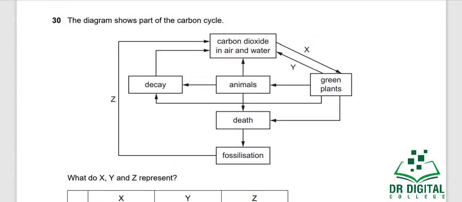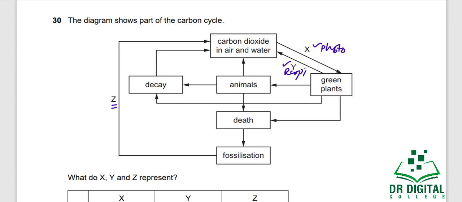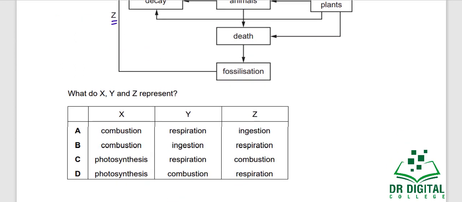In question 30, the diagram shows part of the carbon cycle. Okay, you know that fossilization is releasing something. It can be heat or carbon dioxide, and then by the death of green plants, it is going to the decomposition. Green plants are absorbing CO2. They are releasing CO2 by respiration, absorbing CO2 by photosynthesis. Okay, what do X, Y and Z represent? So you should be confirmed about that. X is the photosynthesis and Y is the respiration, while fossilization after Z must be the combustion.